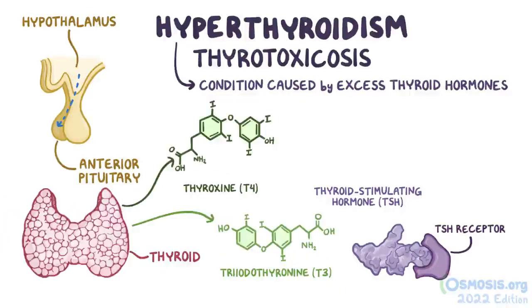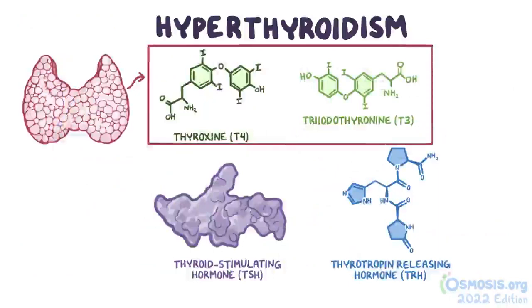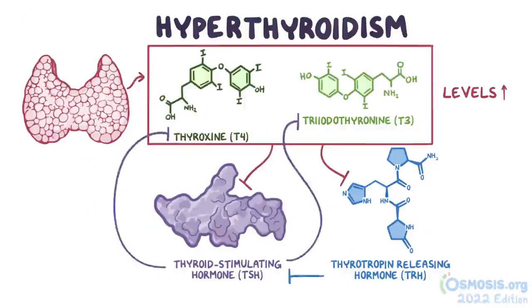blood. But this is not a one-way street. There's also negative feedback happening, meaning when thyroid hormone levels rise, that inhibits the production of TSH and TRH, halting further production of T3 and T4, and this keeps everything in balance.